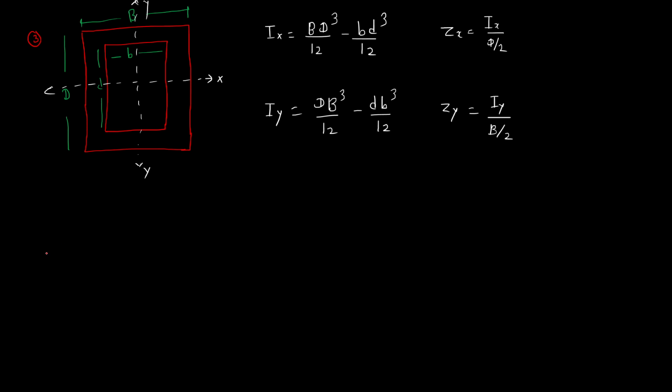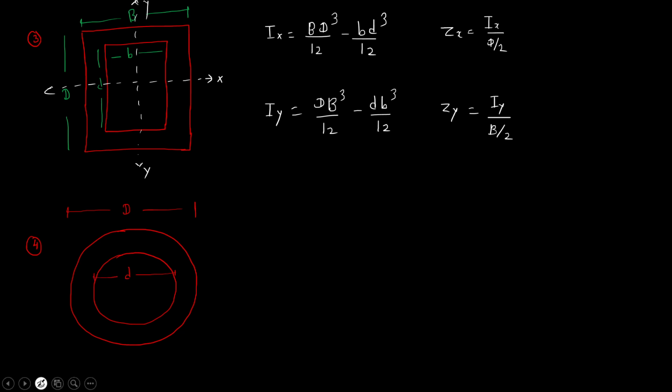So we can get some problems from this also. We are writing the formulas directly here. The last case is the hollow circular section. Same for hollow circular also. The outer diameter is capital D and the inner diameter is small d. Formulas will be the same. Ix and Iy both will be the same in this case, and the formula will be pi D power 4 by 64 minus pi d power 4 by 64.